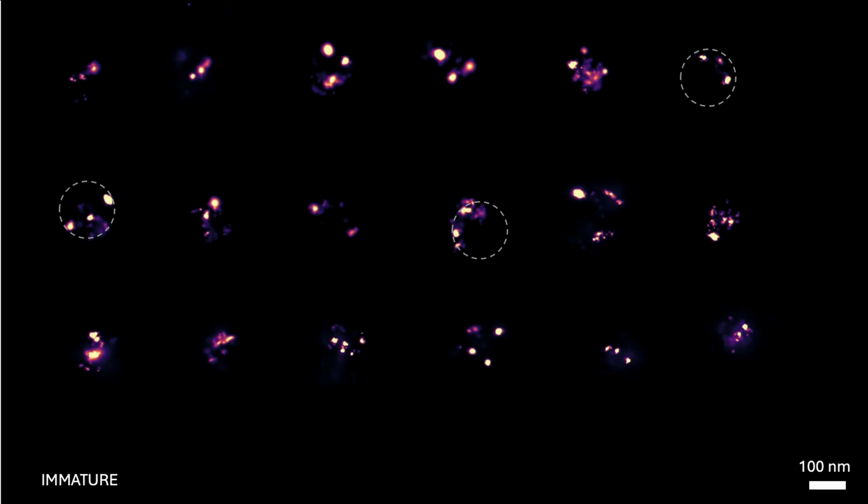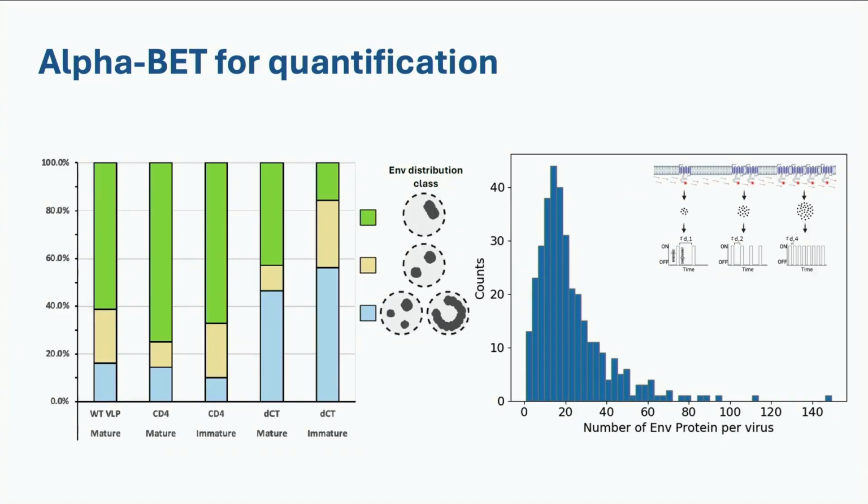So here are more examples of the mature version of the virus. Here you have some clusterization, and some of them are forming only 2 to 3 clusters. And here are some examples of the immature version of the virus. So with all of this, we did some quantification. We separate them in 3 cases: one forming 1 cluster, 2 clusters, and then 3 or more, and we perform this for the wild type. We are adding or not adding CD4 for the mature and immature, and also performing the delta CT, which is adding some modification to the GAG protein.